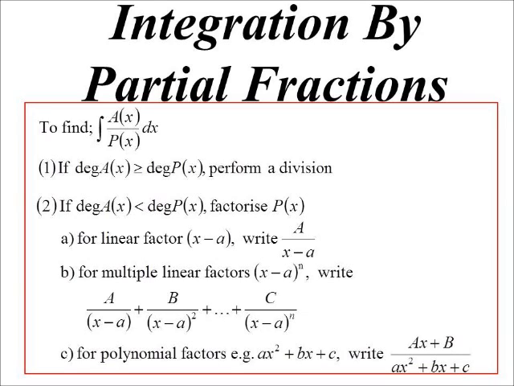Now if it is a quadratic factor, which we can't then go and factorise, then we put a linear function on top rather than a constant. So Ax plus B. That's the basic idea, and that's how we decompose it down.